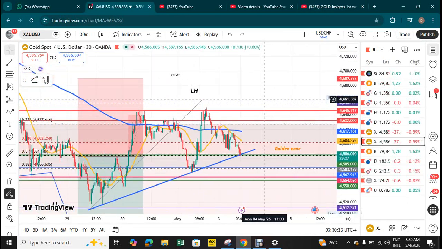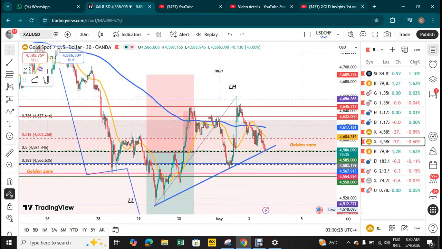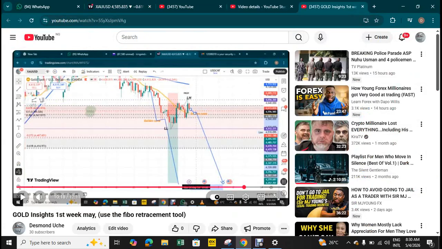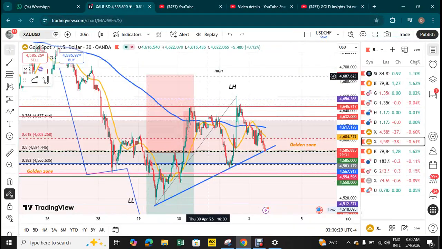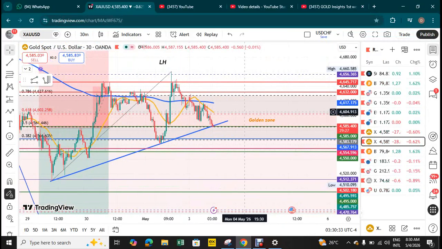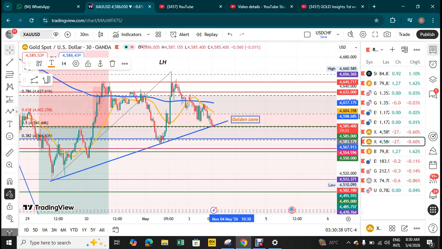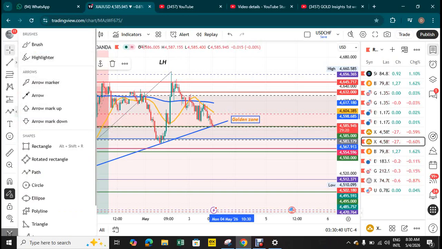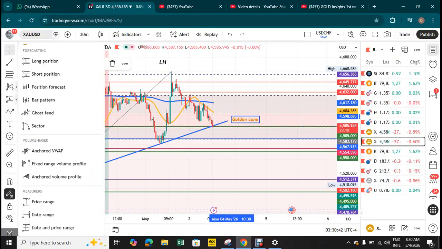This is the video, and this is the chart. You have the lower high and lower low, and you can see price came into the golden zone. We take an entry towards the downside, and that's what happened. It was very good. It was a good entry.